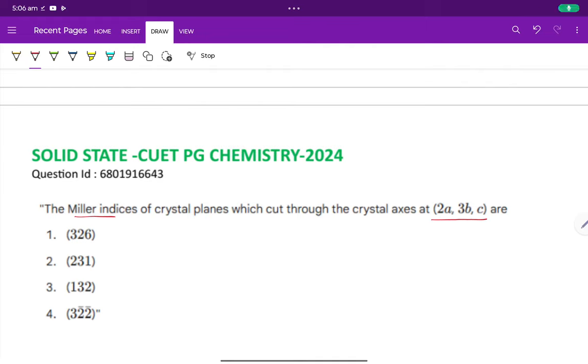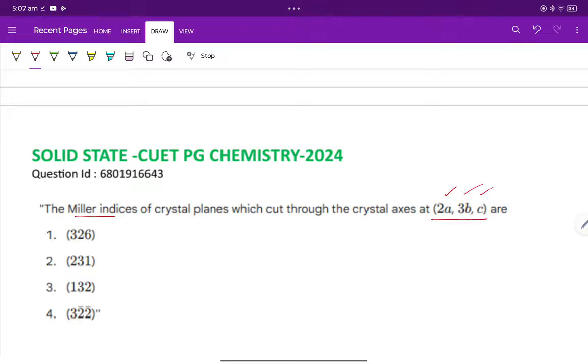Hi friends, this is one of the most repeated questions from solid state which has been asked in the CUT PG chemistry exams. You are asked to determine the Miller indices of crystal planes which cut through the crystal axis at 2A, 3B and C.